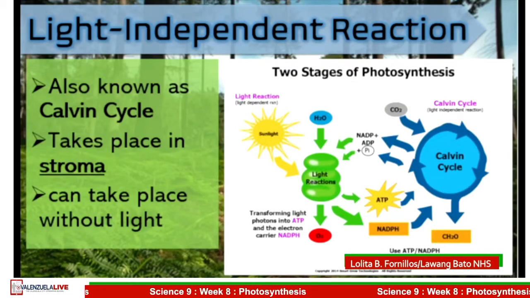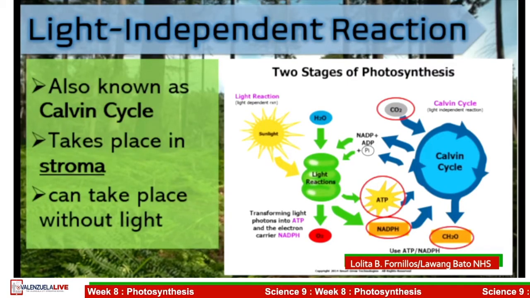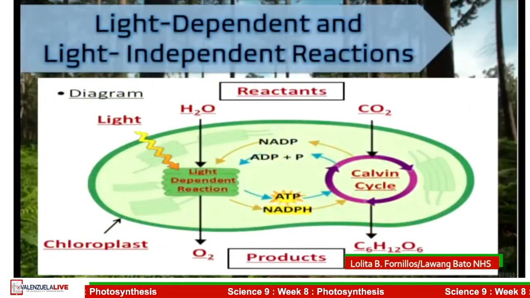The raw materials used in the light-independent reaction are carbon dioxide, ATP, and NADPH. This reaction will create glucose as its product. This diagram shows how the light-dependent and light-independent reactions take place in the chloroplast.